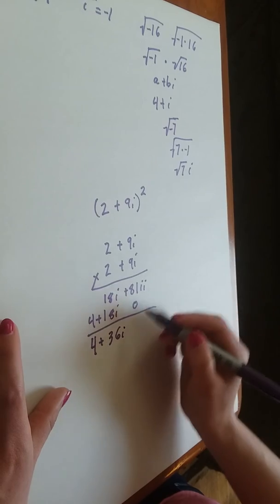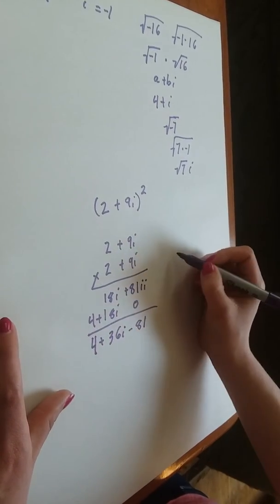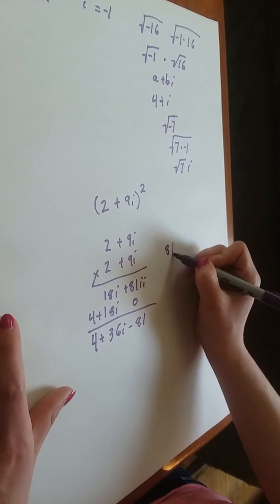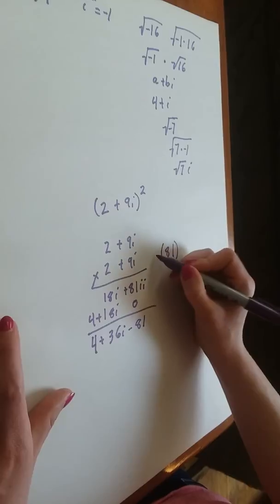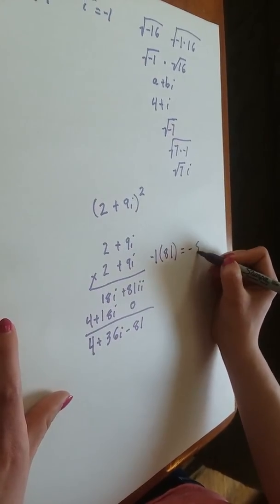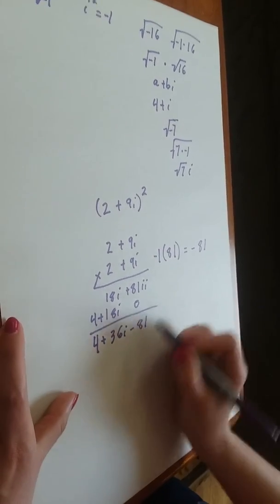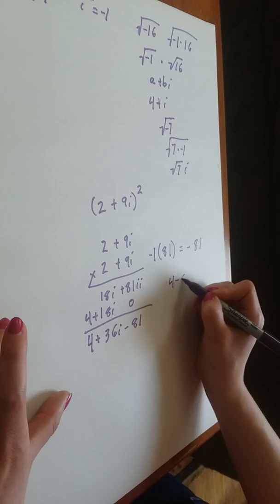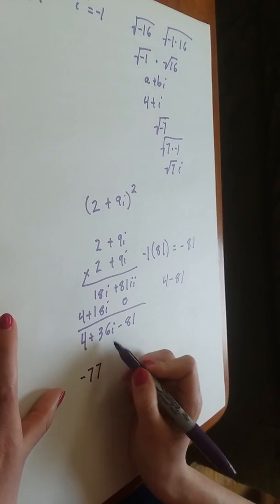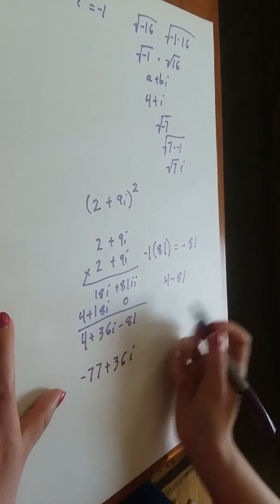And 81i squared is negative 81, because remember, i squared is negative 1, so that is 81 multiplied by negative 1, so that equals negative 81. And then that's what we have here. So we have 4 minus 81, which equals negative 77, plus 36i, and that is the answer.